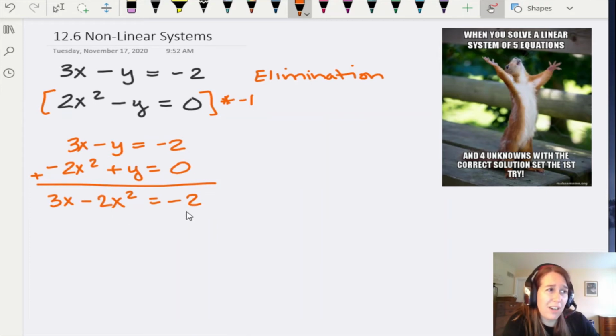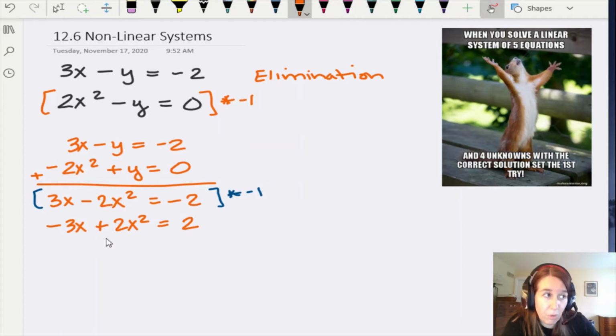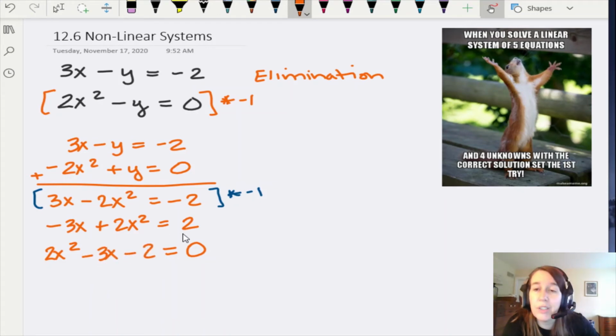If I want to factor, I actually want to do a couple things to this equation first to make it easier. I'm going to multiply this equation by -1 again, because I don't want my first term, the -2x squared, to be negative. So if I multiply by -1, I get -3x plus 2x squared is equal to 2. Now, of course, I'm going to rearrange the terms so that the right side of the equation is equal to 0, and put my 2x squared first. So 2x squared minus 3x and then minus 2 to bring the 2 over to the other side.